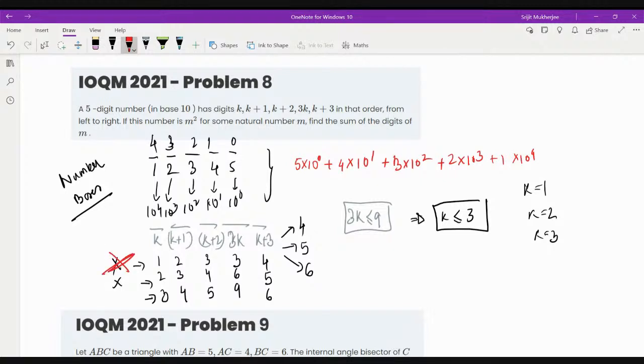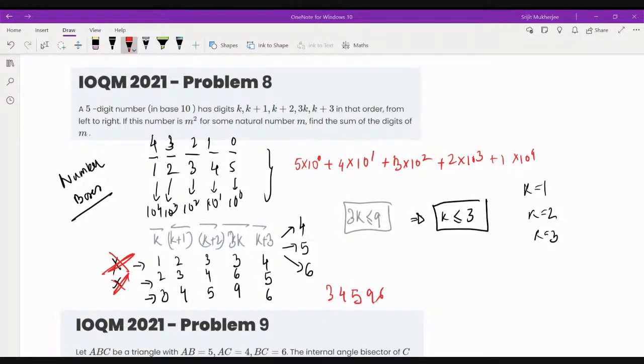Similarly, 20, it should end with 25 to be a perfect square, if it's ending with 5. So this is not a perfect square, since it's divisible by 5 but not divisible by 25. So therefore, this must be a perfect square. 3, 5, 9, 6. Okay, so this is the entire idea over here.